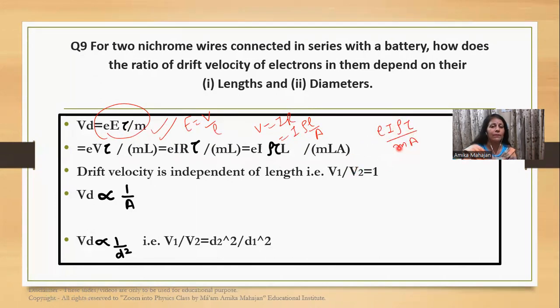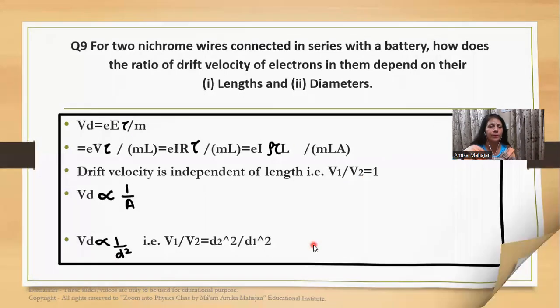So when we compare with length, we find this drift velocity is independent of length. So for two wires, the ratio of drift velocity will be 1 in terms of length, but it is inversely proportional to area of cross section. And area is pi d square by 4, where d is diameter. So drift velocity is inversely proportional to the square of diameter. Therefore, the ratio of drift velocity for the two wires will be inversely proportional to the squares of their diameters.